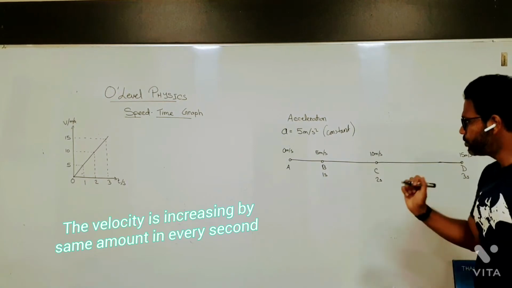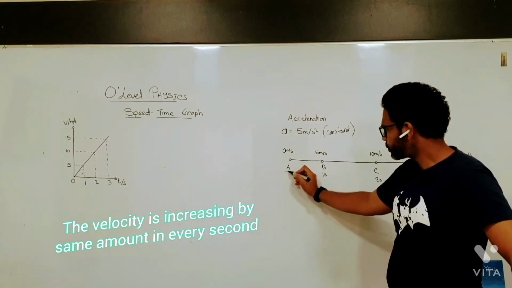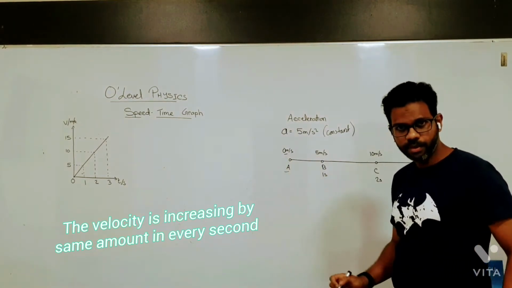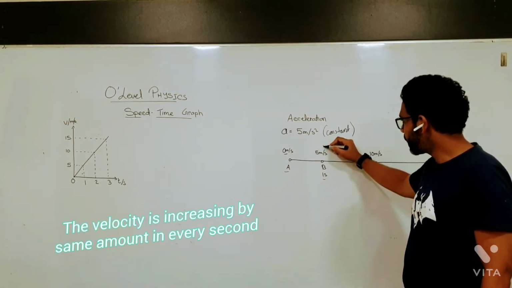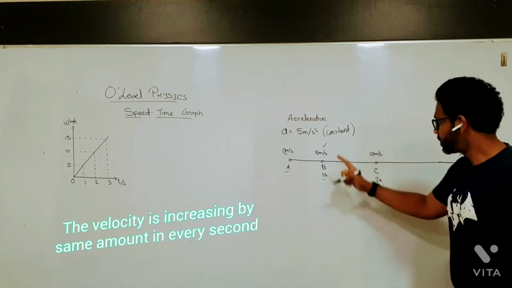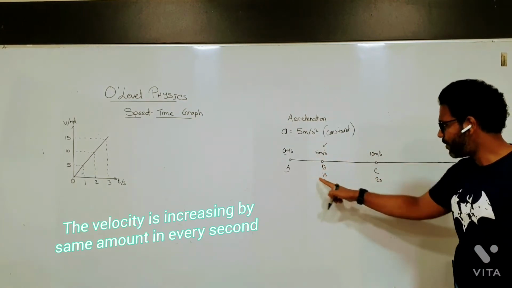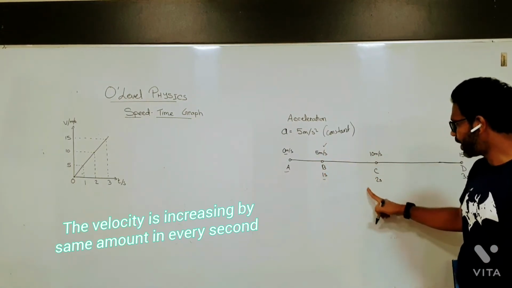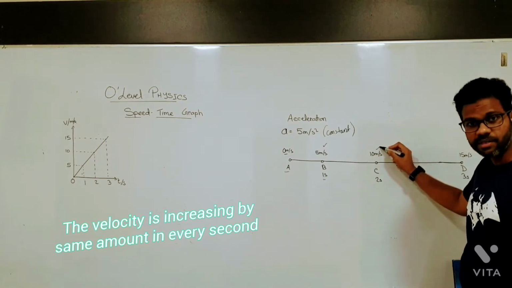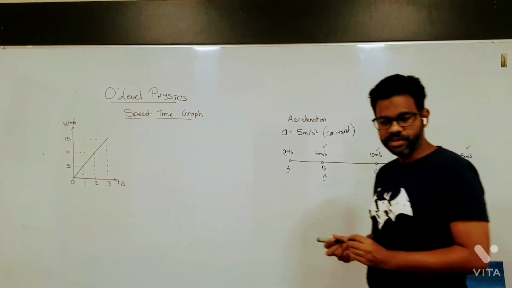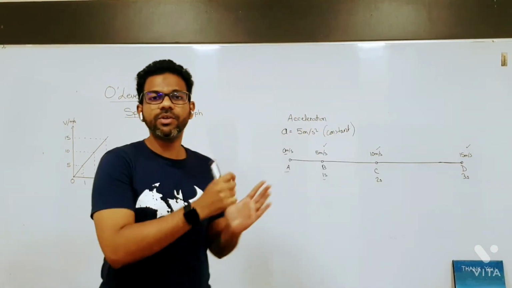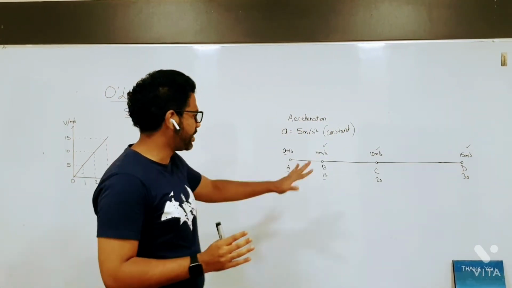Now, the object starts from point A and its velocity was 0. After 1 second of motion, the velocity became 5 meters per second. Since it's 5 meters per second square, in every 1 second, it will increase by 5. After 2 seconds, it's 10 meters per second. After 3 seconds, it's 15 meters per second. So in every 1 second, the velocity is increasing by 5 meters per second.